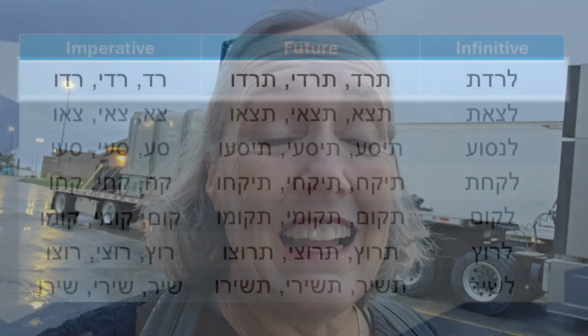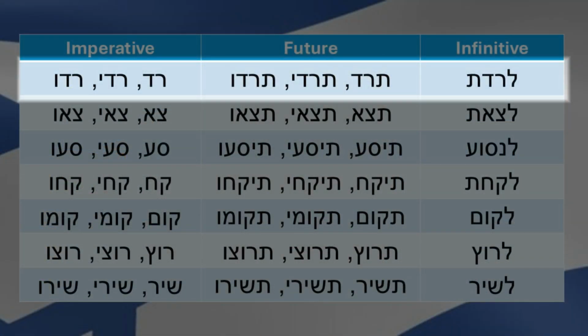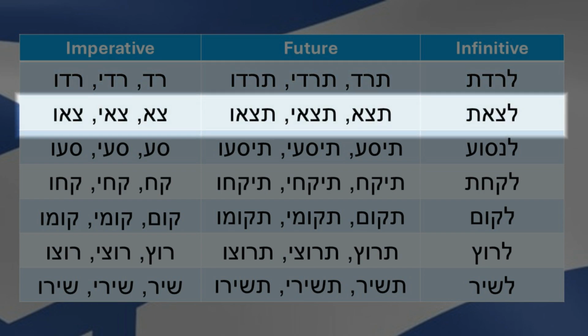And the other thing is that there were 4 extra verbs of the other class, where their first shoresh letter drops out in the future tense. And so it's also not there in the imperative, and therefore it gets used much more. And so here are the 4 verbs. They are laredet, and so we say red, redi, redu, and that means to get down. And then there's also latzet, which means to exit or go out, and that's tse, tsei, tseu.